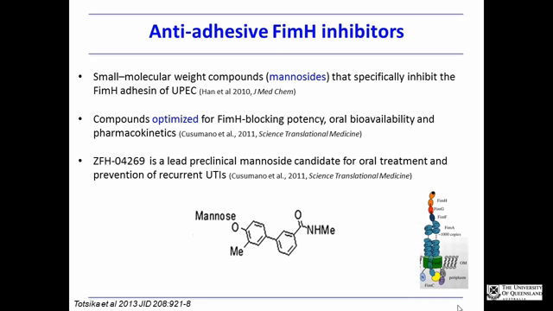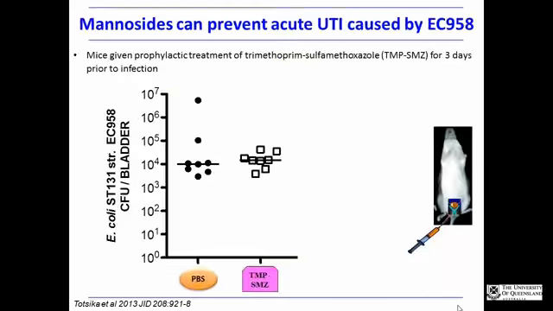ZFH04269 is a lead preclinical mannoside that's been used as a candidate for oral treatment and prevention of recurrent UTI. So as I said, these mannosides bind to that region of FimH that would normally interact with D-mannose containing glycoproteins on the bladder epithelium. Okay, so firstly, we tested to see whether these mannosides can prevent acute UTI caused by EC958.